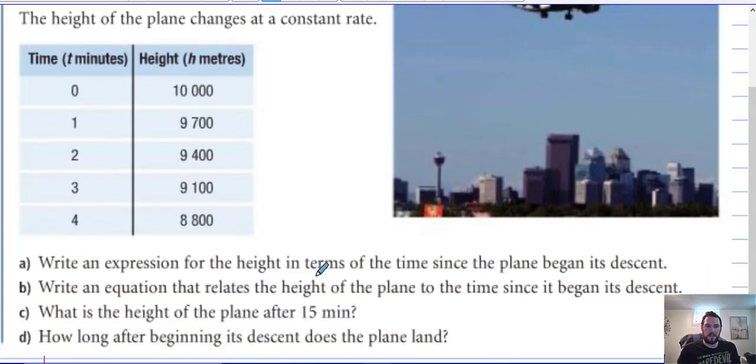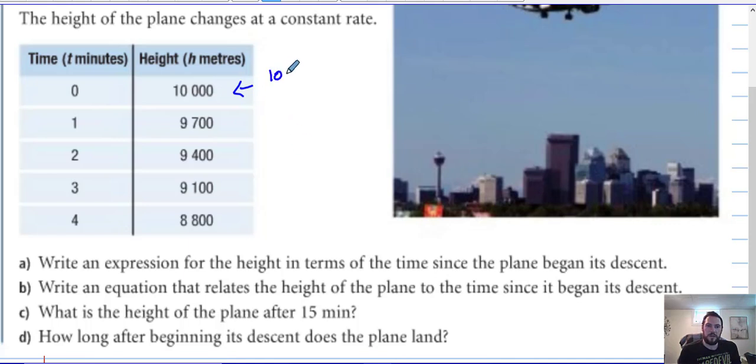Question A says, write an expression for the height in terms of time. So, an expression versus an equation, because question B wants an equation that relates the height to time. An expression doesn't need an equal sign. So we're not actually going to write h equals for the expression. We just want to know what happens. If we're looking at these numbers, we're looking for that constant, that thing that doesn't change. Well, in this case, the thing that doesn't change is the height that the plane started at. No matter what happens after this point, we always know the plane started at 10,000 meters.